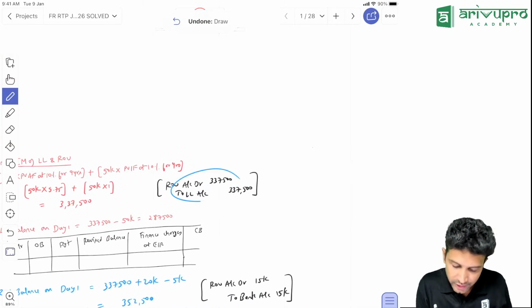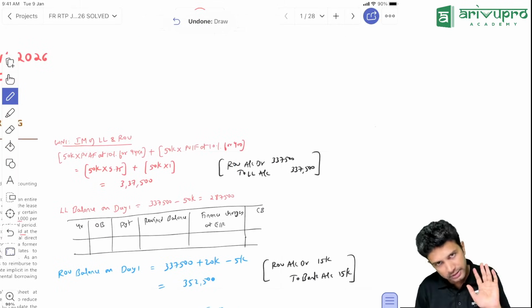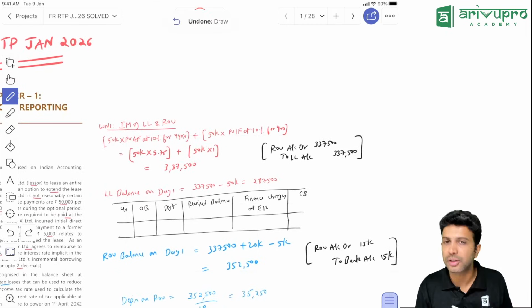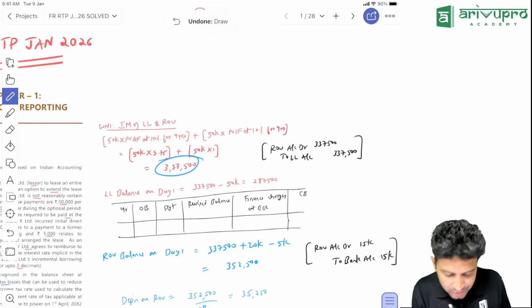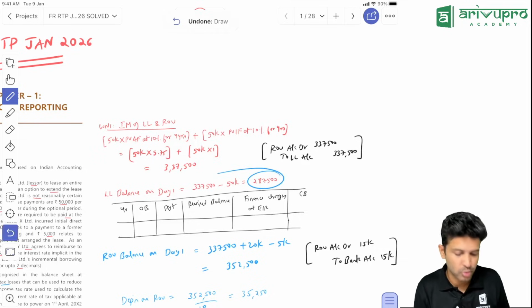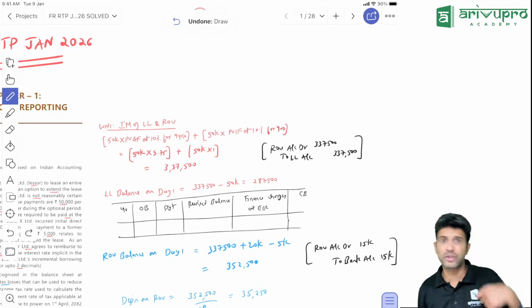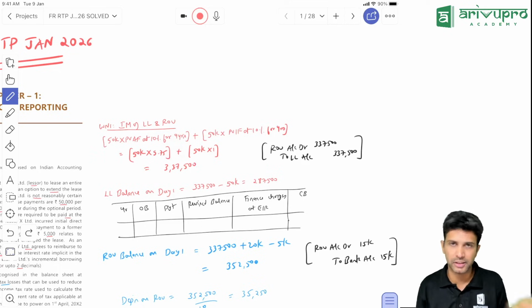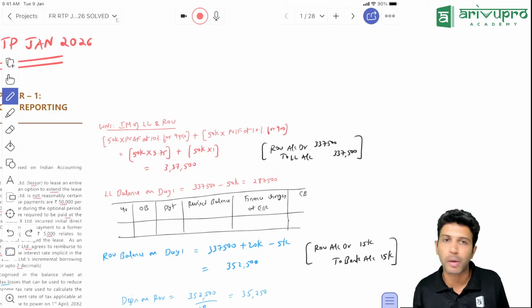So you will pass the entry ROU account debit to lease liability. Correct? But on the same day, you'll have to also make a lease payment of 50,000. So lease liability balance will be 337,500 minus 50,000, which is 287,500. If you remember, we used to tell in our class, whenever the lease payments are done at the beginning of the year, you'll have to change your ACM table format slightly.